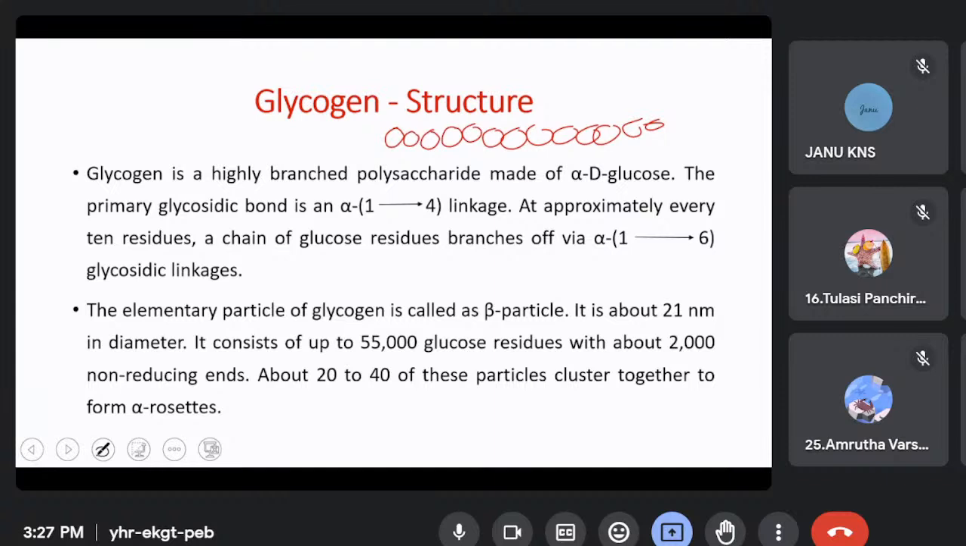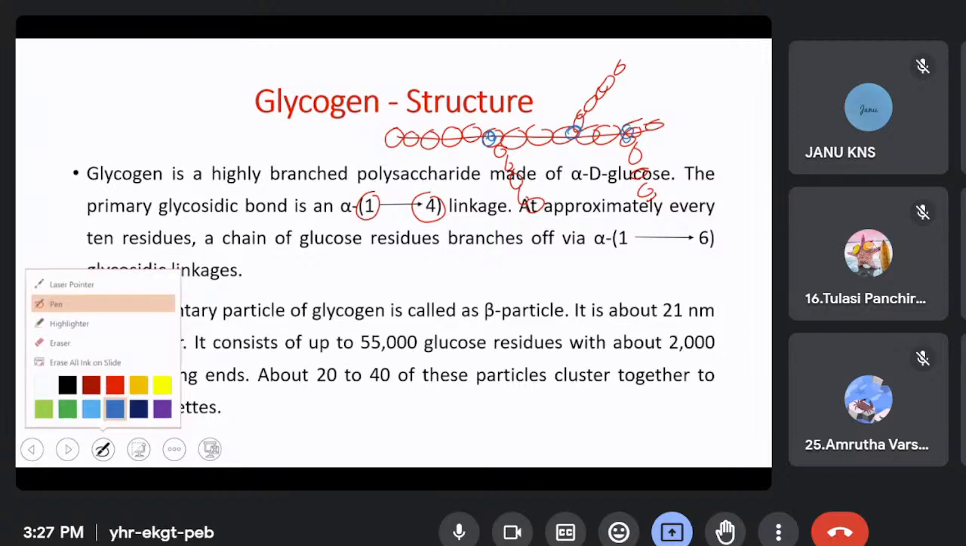Between these residues, the bond is between the first carbon of one glucose and the fourth carbon of another glucose. So it is called an alpha 1,4 glycosidic bond. But actually, glycogen is not a linear structure. It is a branched polymer. That means branches arise at certain points. Here another branch arises, and here also another arises. So these are the branching points, from which another polymer of glucose starts.